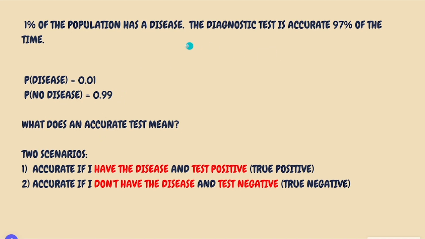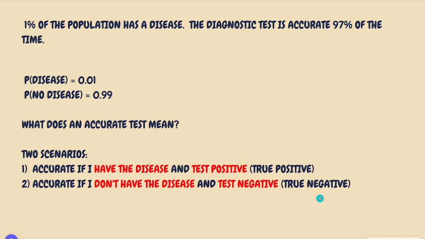But what does this accurate test mean? So there's two scenarios in which I can be accurate. I can have the disease and test positive. That is an accurate test result. So this would happen 97% of the time, given that I actually have the disease. And it's also accurate that if I don't have the disease and test negative, that would be our true negative. And this would also happen 97% of the time.